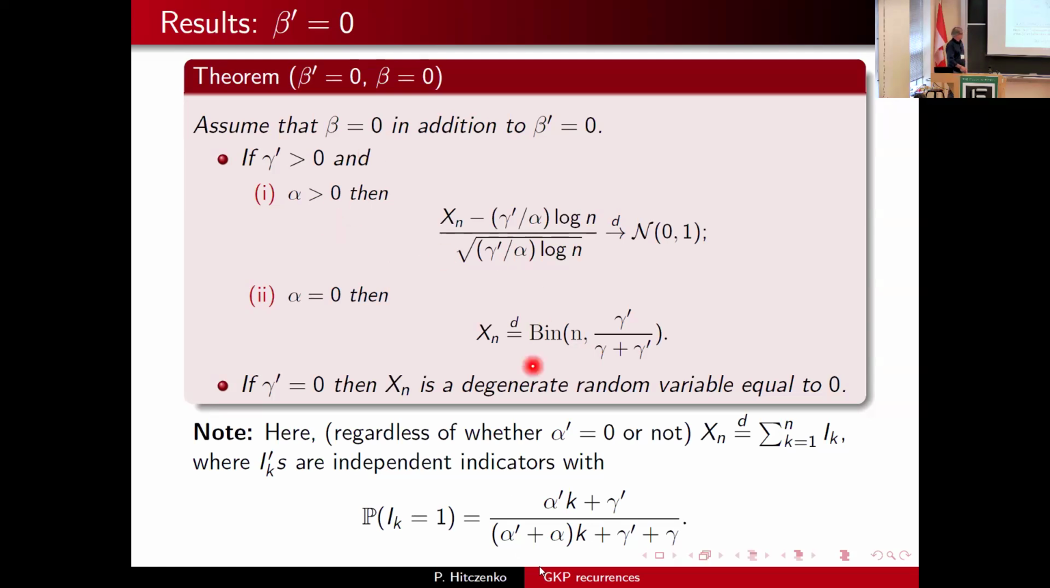Okay, and this is regardless of whether alpha prime is zero or not. So basically, as long as beta and beta prime are zero, you don't have the second factor. You have a sum of independent indicators, and the probability that k of them are equal to 1 is this thing. So in particular, if alpha prime is equal to gamma prime is equal to 0, this probability is 0, so you have an identically zero random variable. All right, but I guess the reason I stated it this way is that you have a sort of uniform approach to the proof. You don't have to consider various situations.